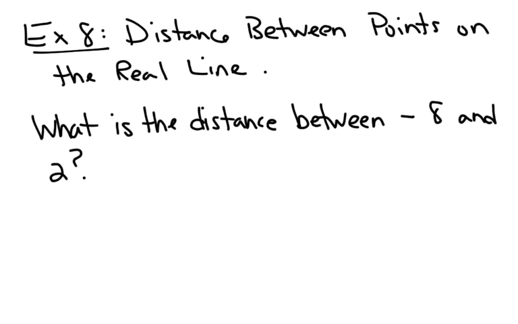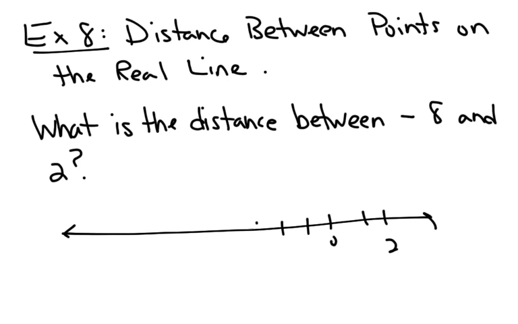The last thing that we're going to look at is distance between points on the real number line. And instead of introducing it and then doing a problem, I'm actually going to do the problem in order to introduce it. I want to find the distance between negative 8 and 2. So if you think about this on a number line, 0, here's 2, and then negative 1, 2, 3, 4, 5, 6, 7, 8. So what you can do to find the distance between the 2 points is you just count the tick marks.